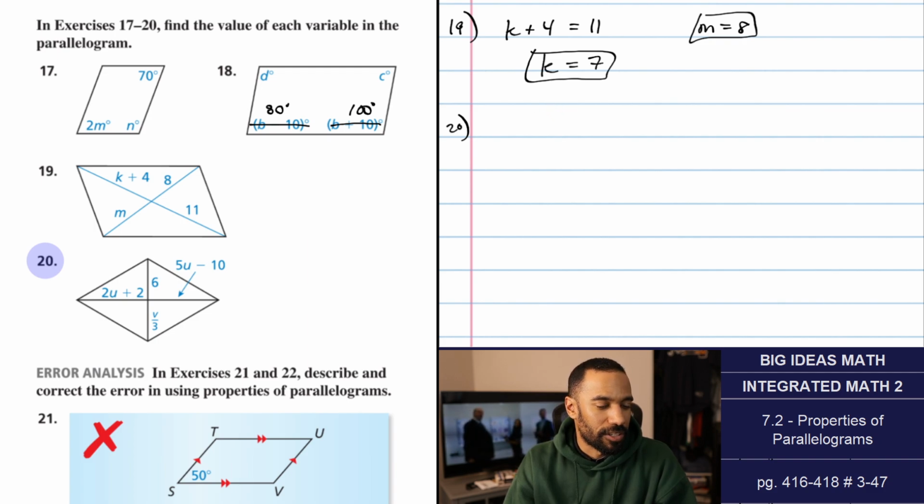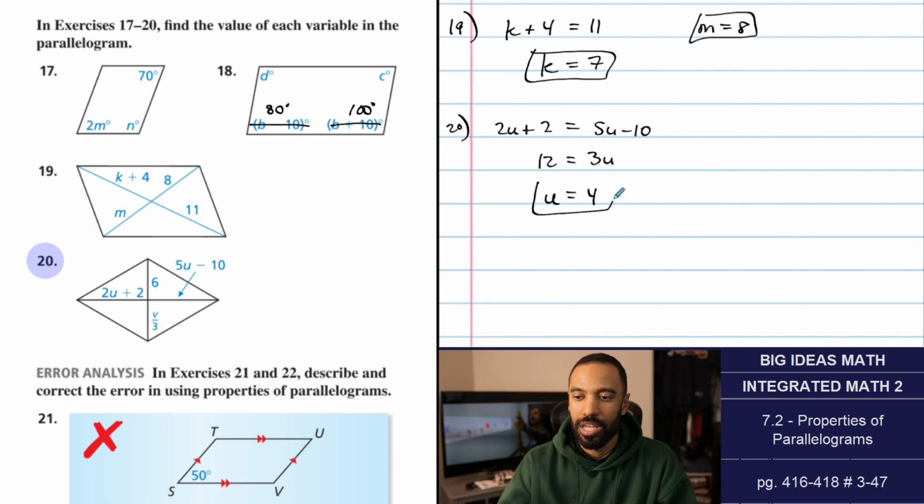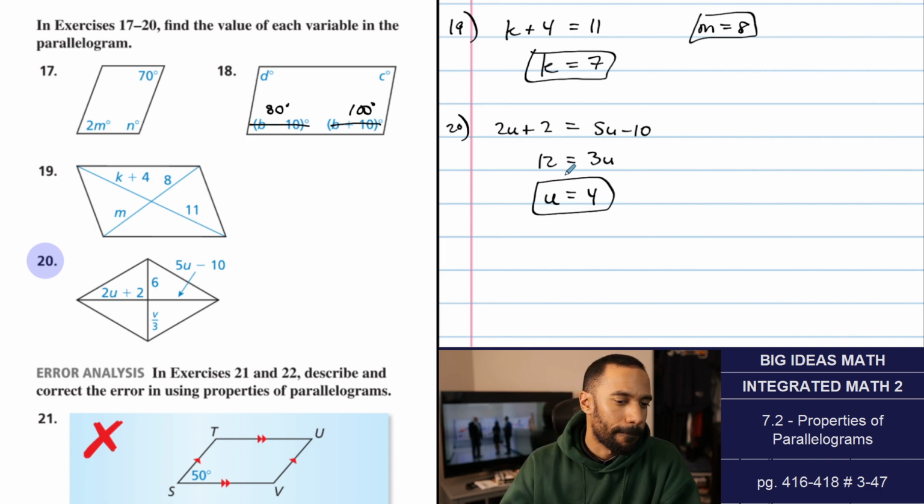Number 20, speaking a little bit ahead, diagonals bisect each other. Let's go for u, then let's go for v. 2u plus 2 is 1/2 of the diagonal. 5u minus 10 is the other half of the diagonal. If I subtract 2u from both sides and add 10 to both sides, I get this. Divide both sides by 3, I will get that u is 4.